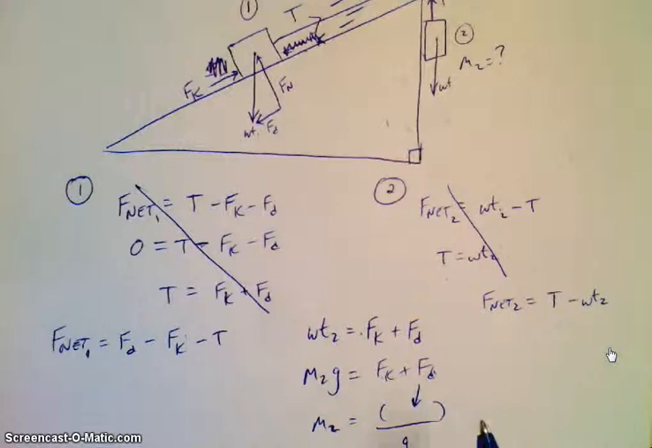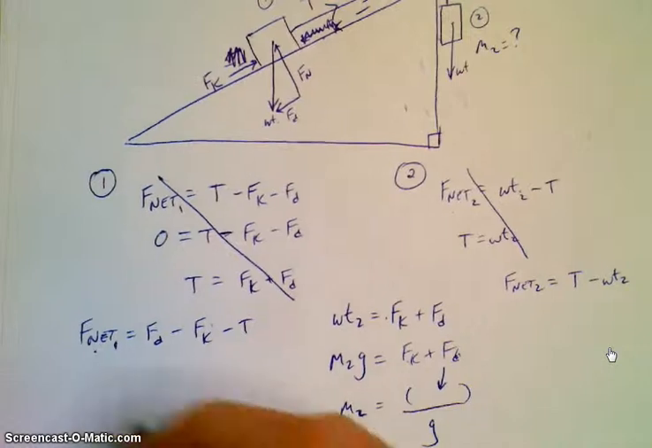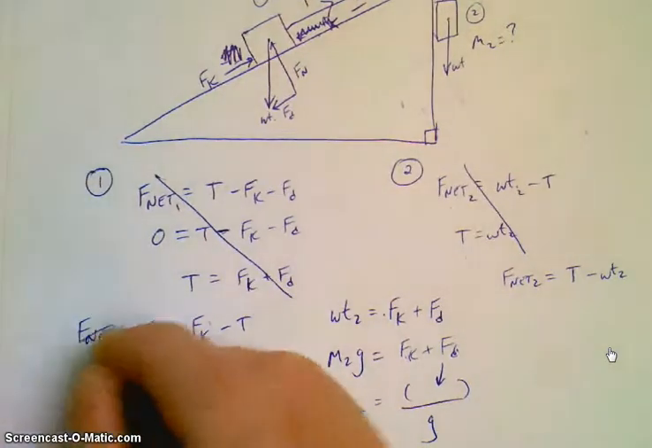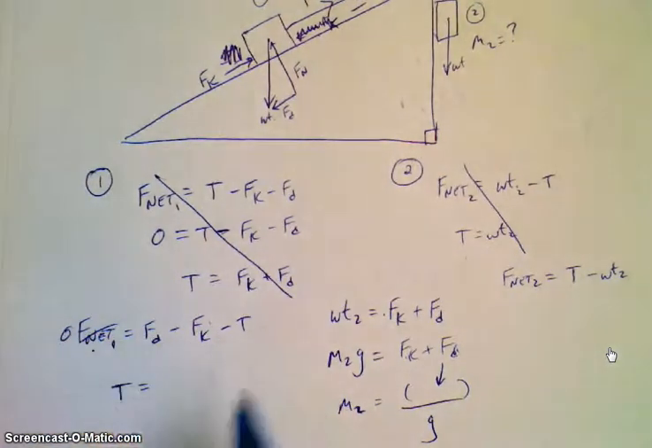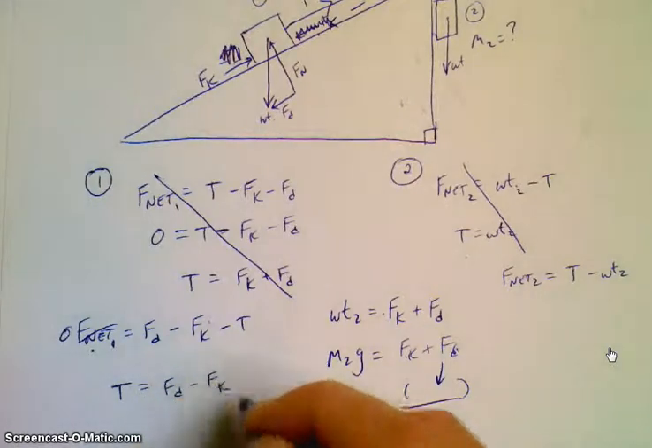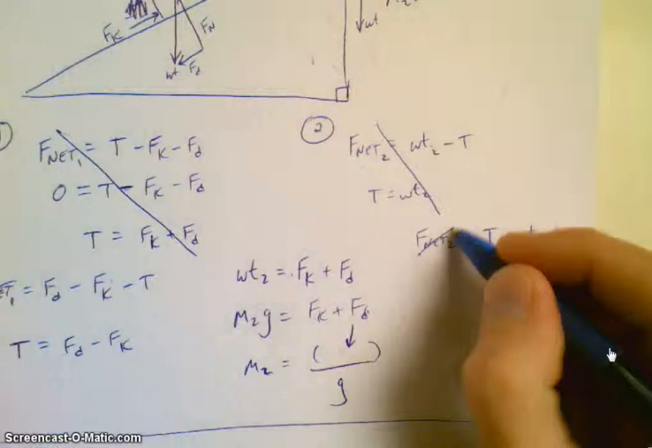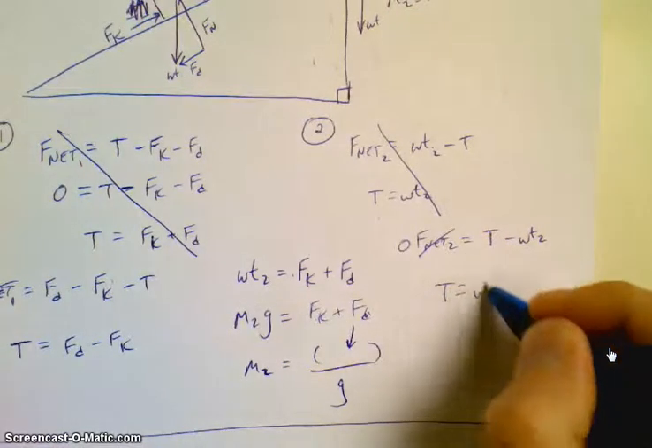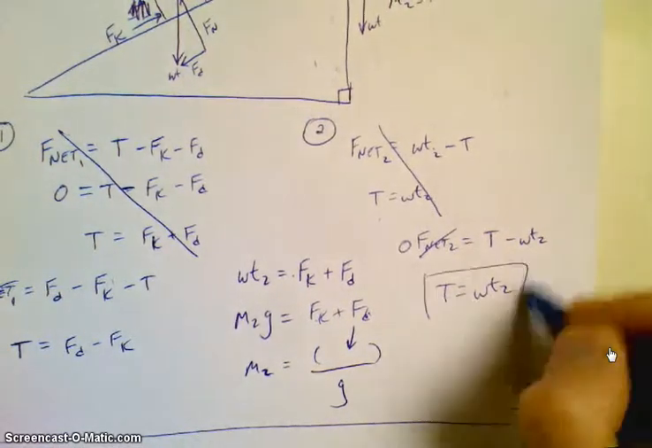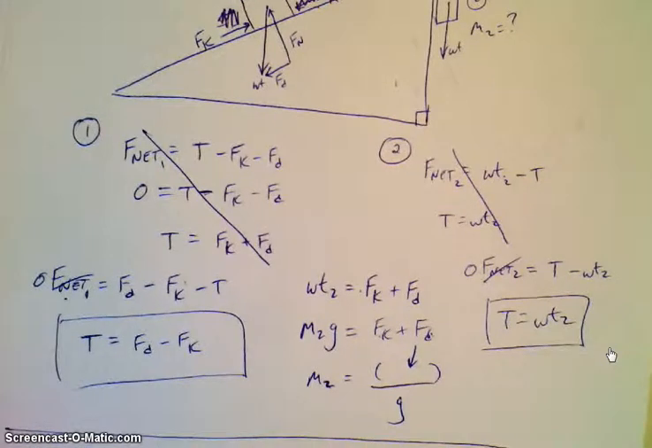How is it sliding? Constant velocity. That means the net force is 0. So if I were solving for T, then this is 0. T is equal to Fd minus Fk. What is tension equal to over here if this is 0? Still equal to weight 2. So here are my two new equations for it sliding down the ramp.